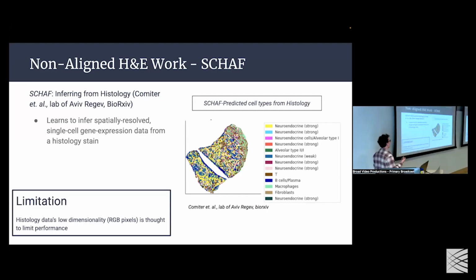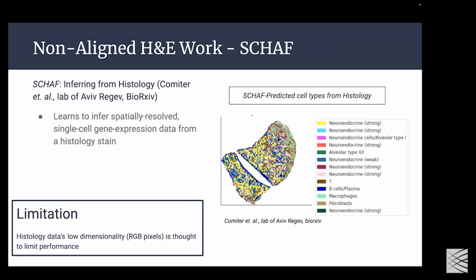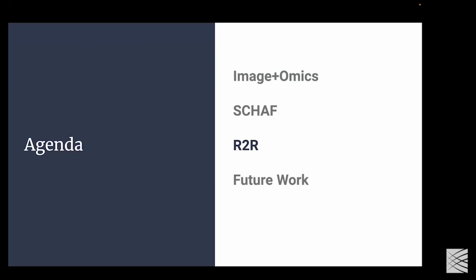Again, I'm biased here. I think this work is great. But with that being said, there are still some limitations. The limitation is that histology data is quite low dimensional, even though it gives insights into morphological features at very high resolution. It's still only RGB channels. We'd like to see if we can upgrade our imaging, and maybe do a better job predicting transcriptomics. This sets the stage for a lot of future work, and work that's already done.